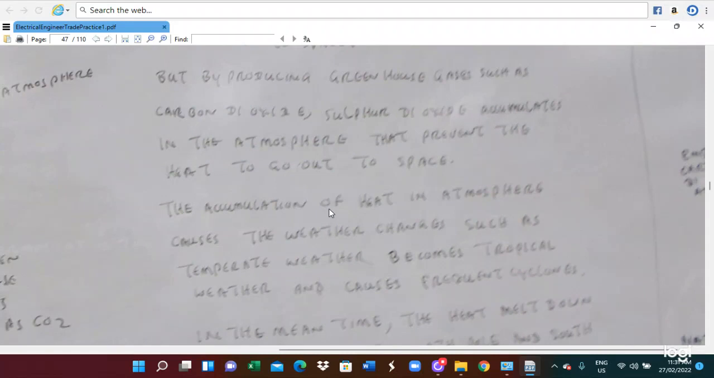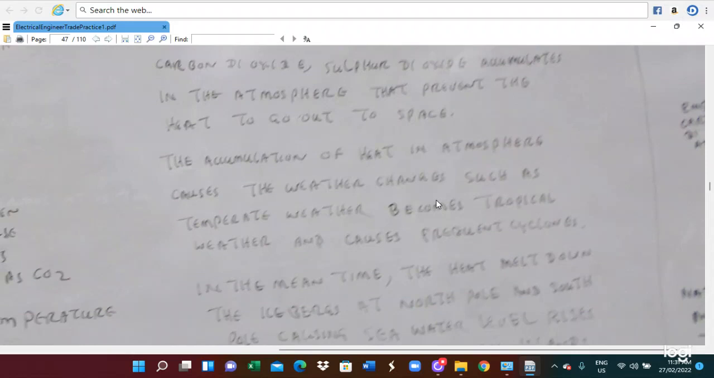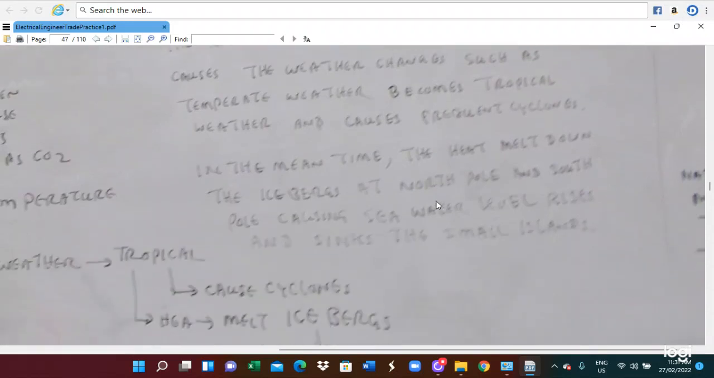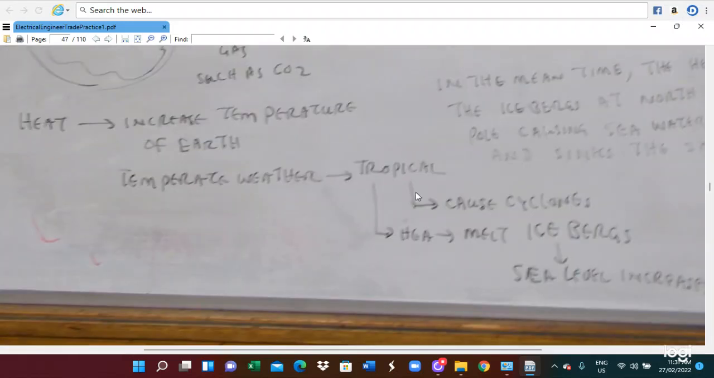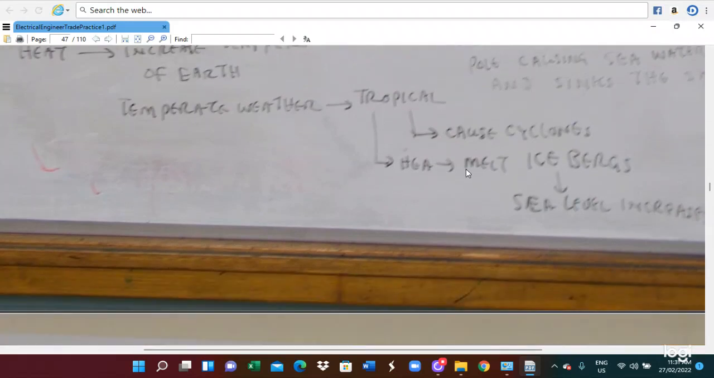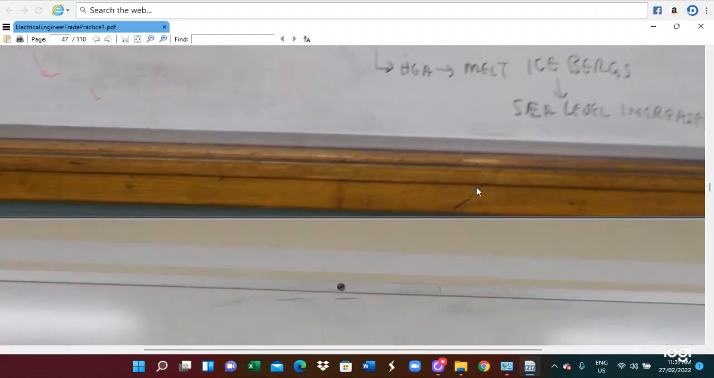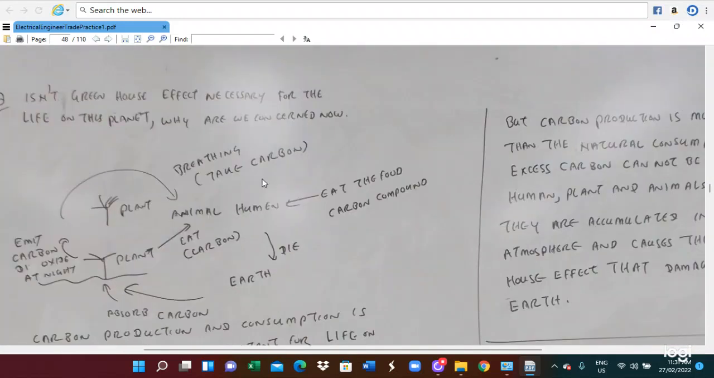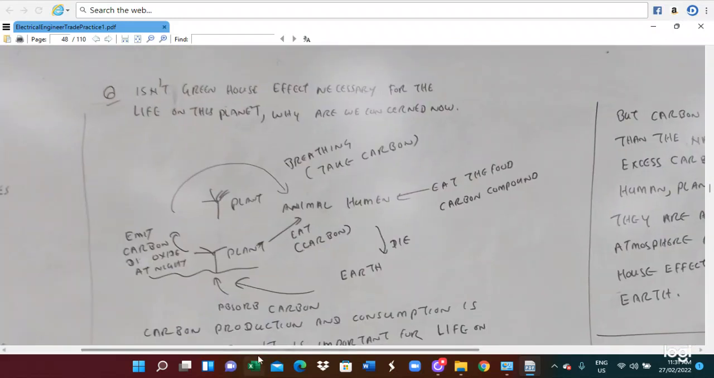When carbon dioxide accumulates in the air, it will increase the temperature of the air. When the temperature of the air is changing, it can affect the weather. When the temperature increases, it can cause cyclones, and the ice in the polar regions can melt, and then the sea level will increase. Therefore the greenhouse effect is a very important issue.